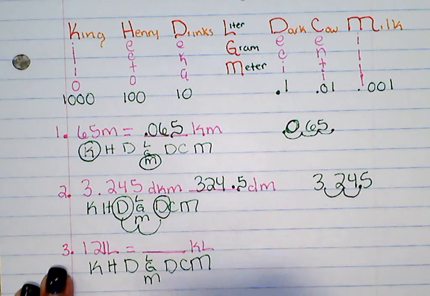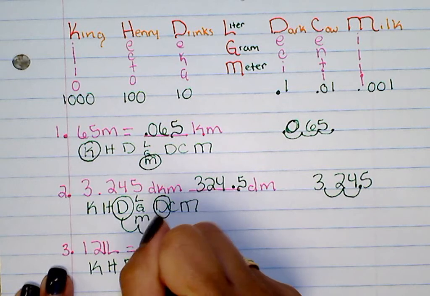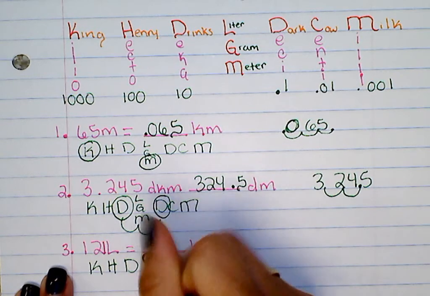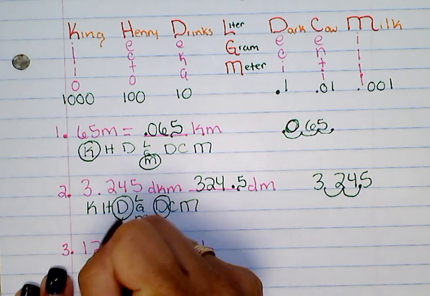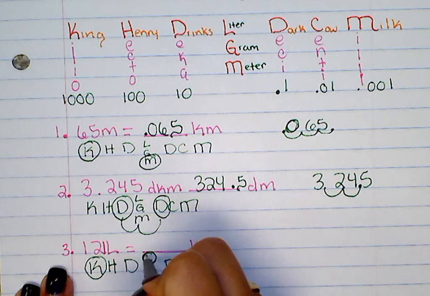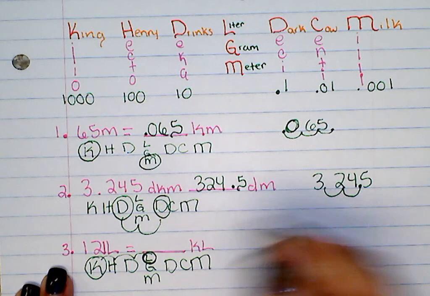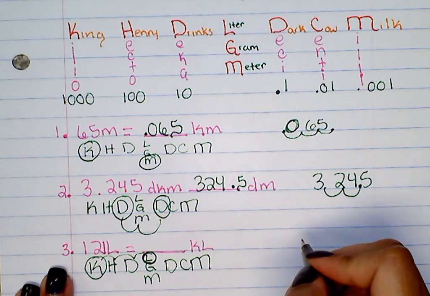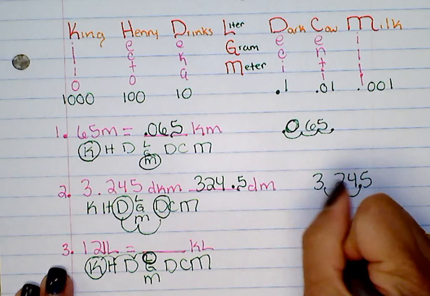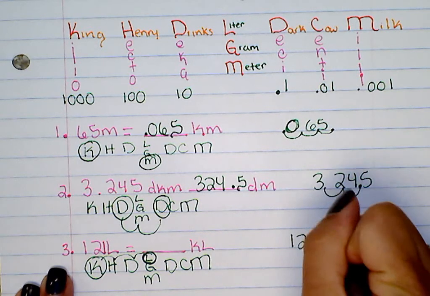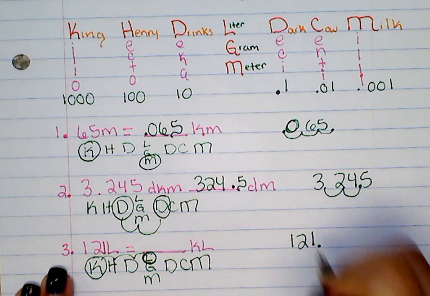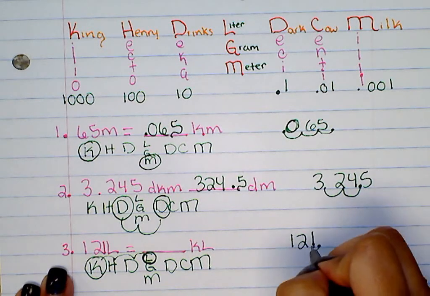Okay, we have 121 liters. We start out at liters. These will count as one letter. It just depends whether you're using liters, grams, or meters. And we're going to kilo. So we jump 1, 2, 3 spaces to the left. So we start out with our decimal at the end, because it's a whole number. The implied decimal is at the end. 1, 2, 3.